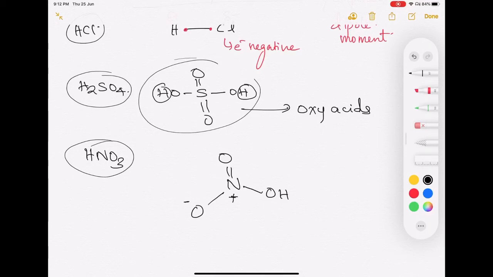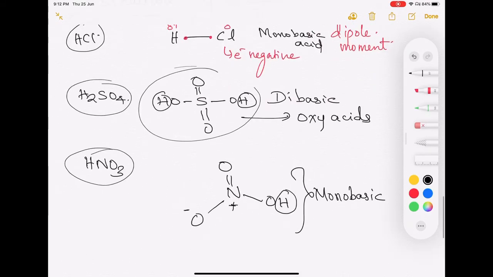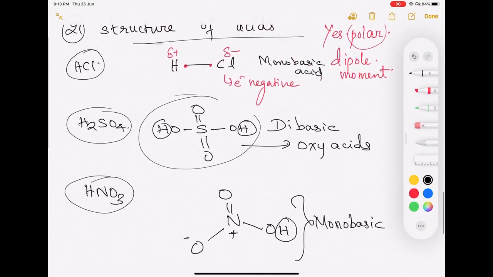And this is a monobasic acid because it can ionize only one hydrogen. This is a monobasic acid, whereas your sulfuric acid was a dibasic acid, and your hydrochloric acid is also a monobasic acid. So these 3 concepts you should keep in mind. Generally they ask about these 3 things.